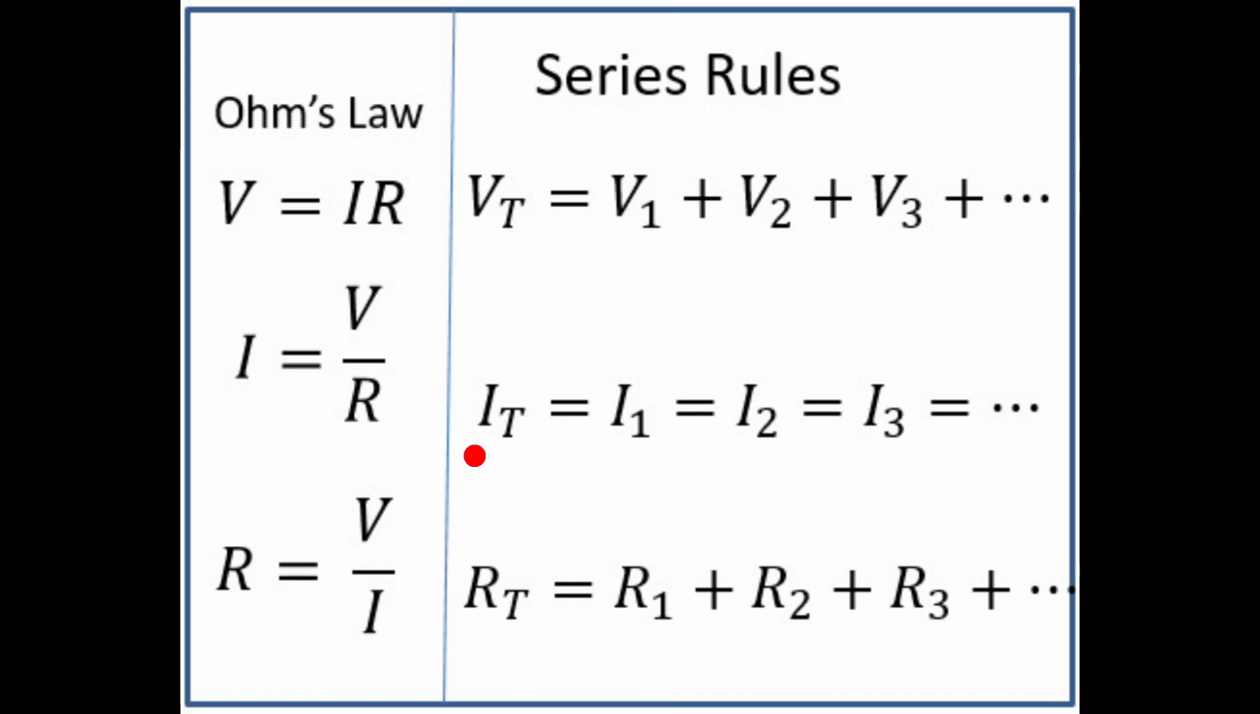Total current in a series circuit remains the same. Therefore, it is shown here IT is equal to I1 is equal to I2 is equal to I3. Similarly, the total resistance in a series circuit is equal to the sum of individual resistances.